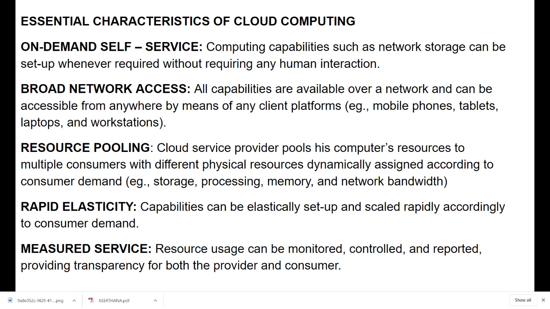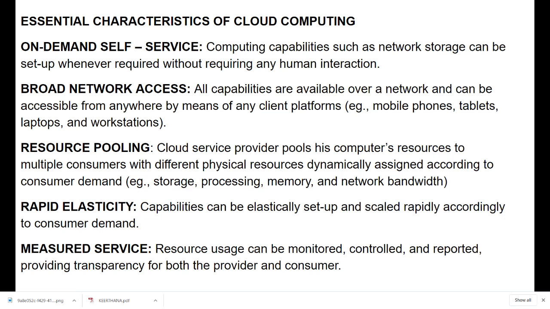The first one is on-demand self-service. Computing capabilities such as network storage can be set up whenever required without requiring any human interaction. Without human interaction, we can access the cloud resources. Let us see the example. The passenger has the flexibility to book a ticket by himself or herself using a web portal with a login ID. The process is highly simplified and does not require any human interaction. Right from choosing your train to preference of berth, it is an automated process.